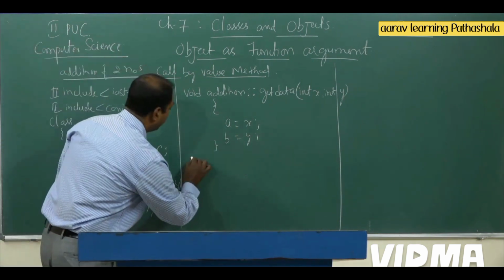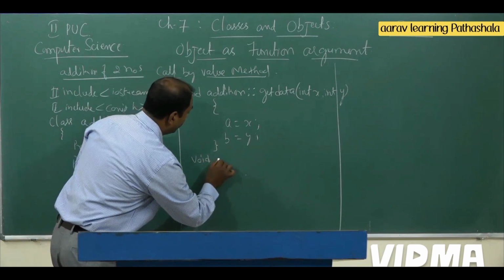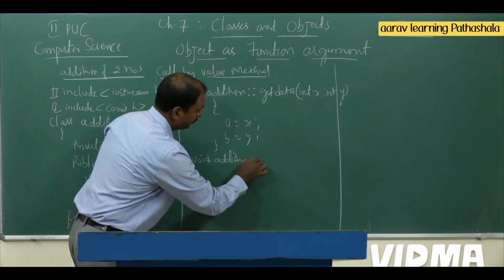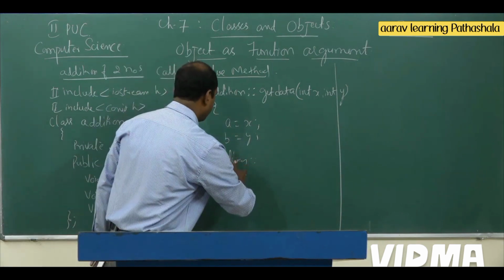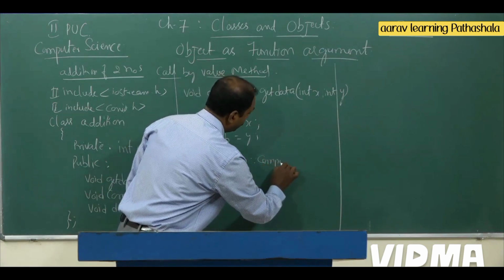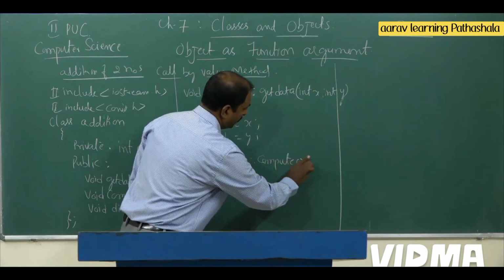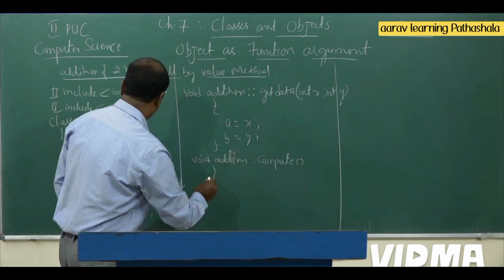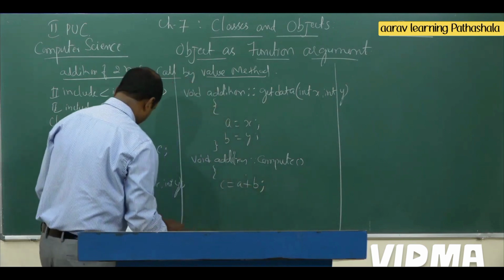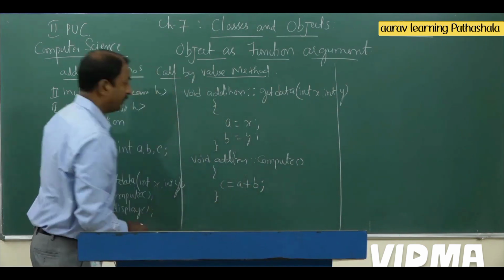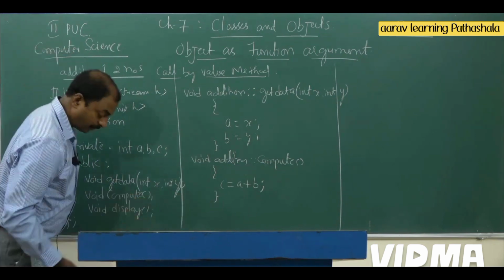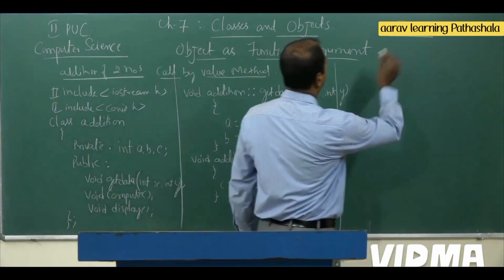After this we write one more function, void addition, scope resolution, the function is compute, and this is for the calculation. c equals a plus b. I am closing this, so this is one function. Next we have to write the function definition of one more function, void display.